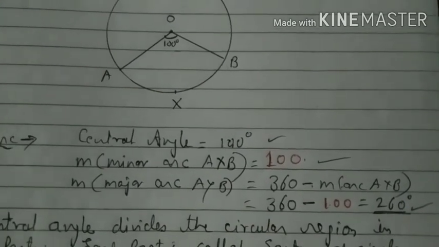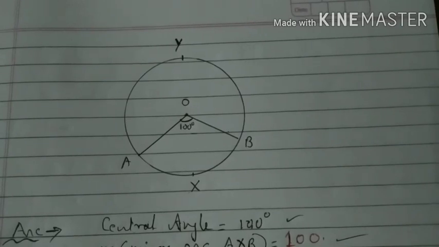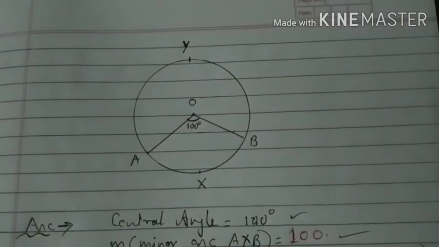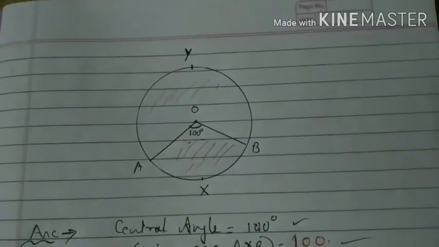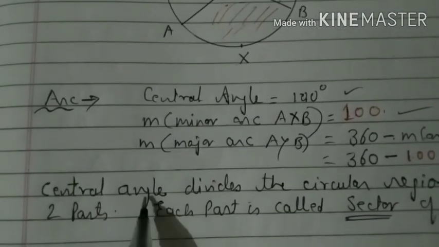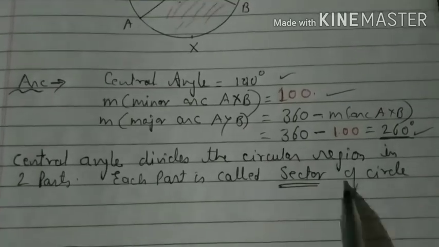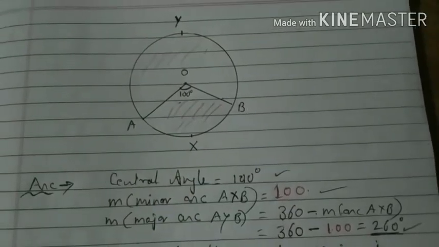This was the arc part. Now I'll move on to sector. What is a sector? You can see this portion. This central angle divides the circular region into two parts. This part and this part are both known as sectors. This is the minor sector, this is the major sector. The definition is already given in the textbook, page number 149, you can read it. A central angle divides the circular region into two parts, and each part is called a sector of the circle.